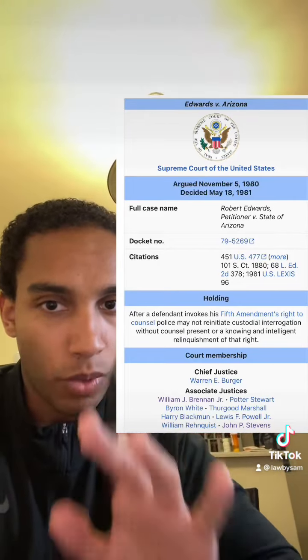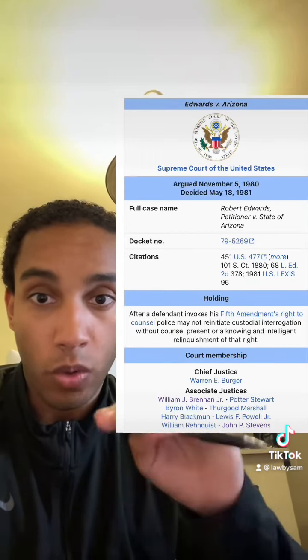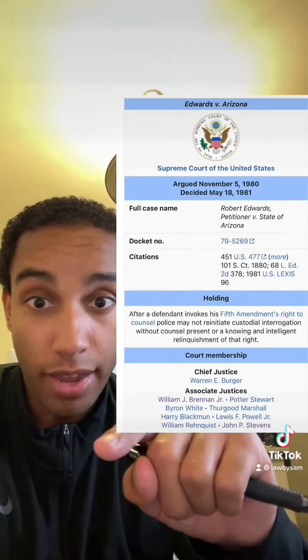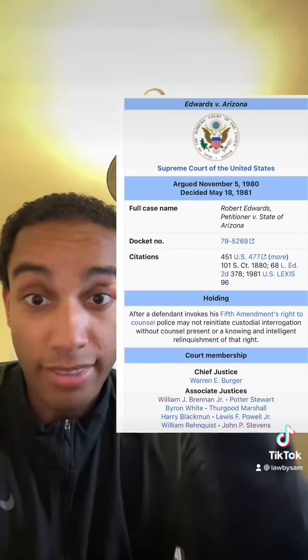The Supreme Court held in this case that once a suspect invokes that right to an attorney, the officers must cease questioning completely. They cannot come back and talk to you at all. They can only do that when you initiate the conversation again with the officers about the crime, or if you have an attorney present at that interrogation.